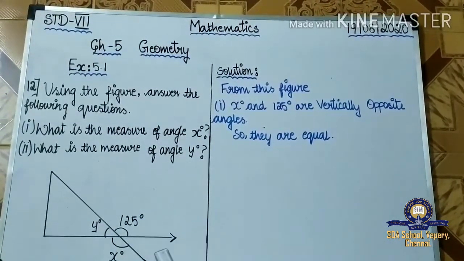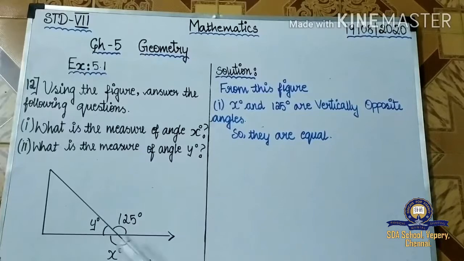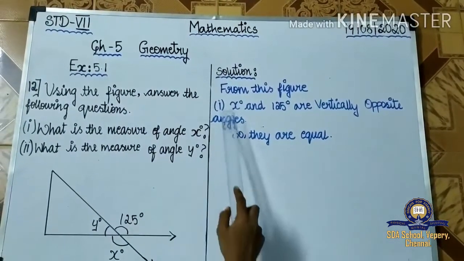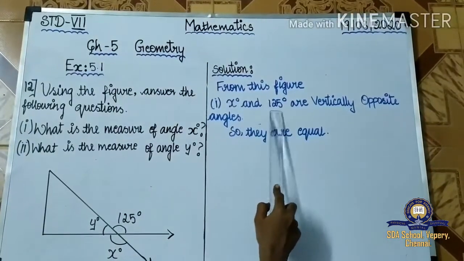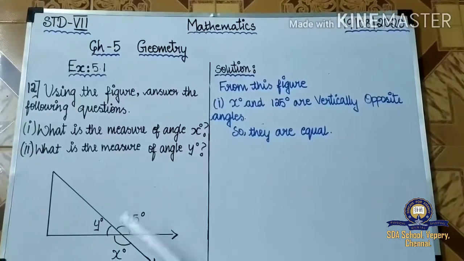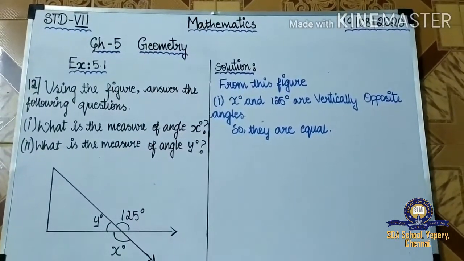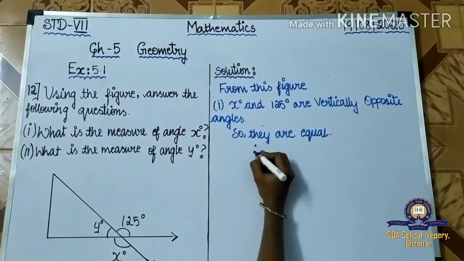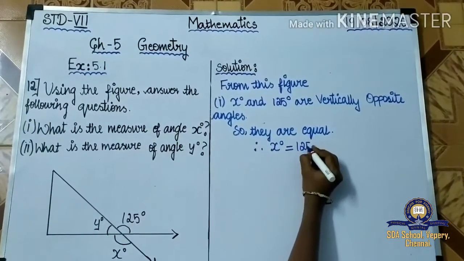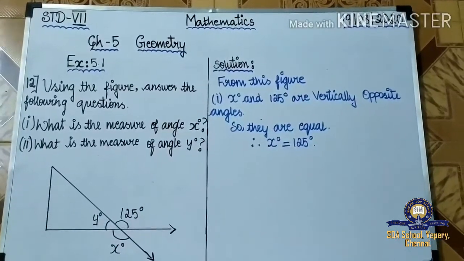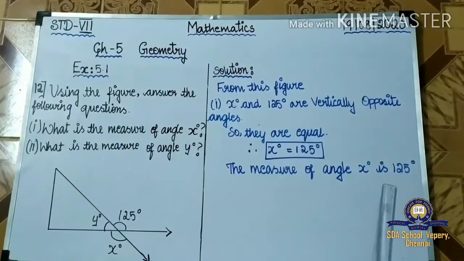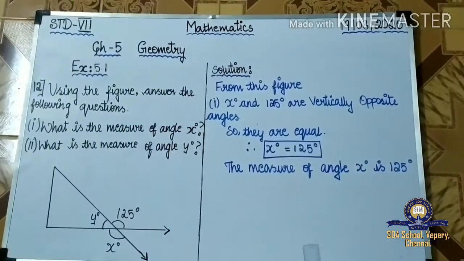From this figure, see that x degree and 125 degree are vertically opposite, right? So, in the first subdivision, x degree and 125 degree are vertically opposite angles. So, they are equal, right? So, therefore, x degree equal to 125 degree. Finally, the measure of angle x degree is 125 degree.